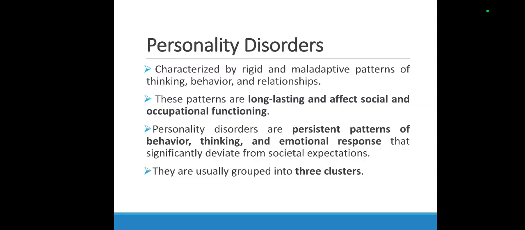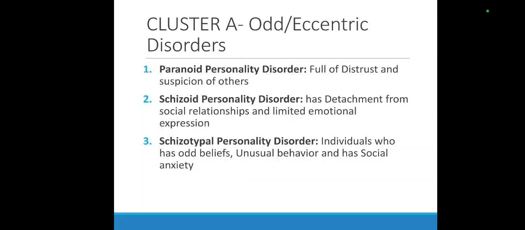They are usually grouped into three clusters. We have cluster A, cluster B, and cluster C. So these are the three different clusters. Cluster A is the odd, eccentric disorders. So this includes your paranoid personality disorder, your schizoid personality disorder, and your schizotypal personality disorder.